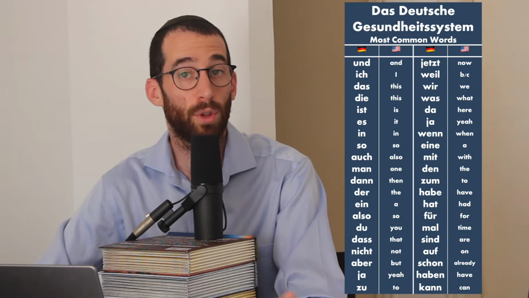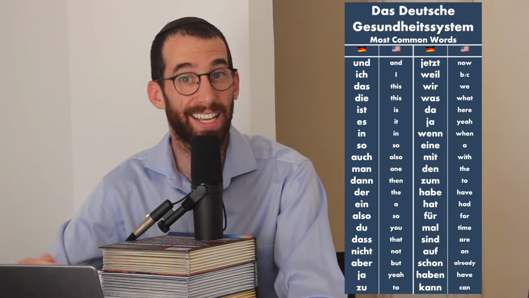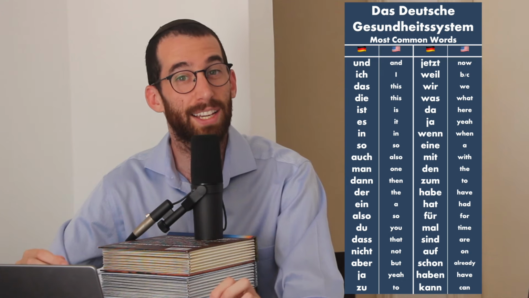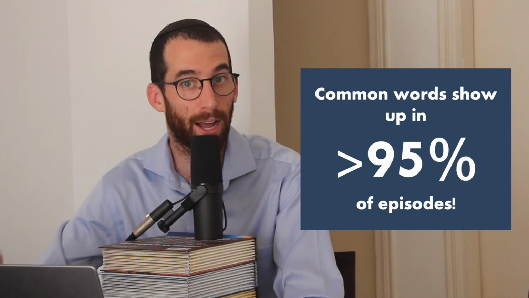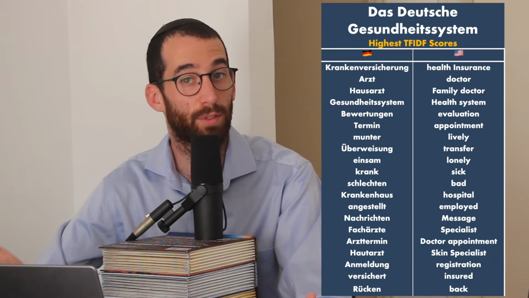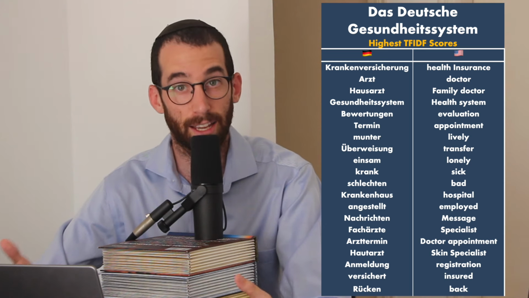Here's the Easy German Podcast as an example. Each episode of the Easy German Podcast focuses on a variety of topics, but does have one core conversation portion. Let's pick the episode Das Deutsche Gesundheitssystem, which focuses on healthcare in Germany. Even though the most common words in this episode are und, ich, and das, they're not tagged as the most important words in this episode because they also show up in every other podcast episode. Instead, the words with the highest TF-IDF score make a lot of sense given the topic. It's words like Arzt and Krankenversicherung.